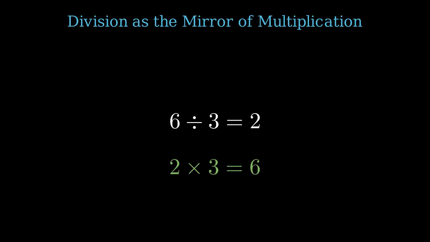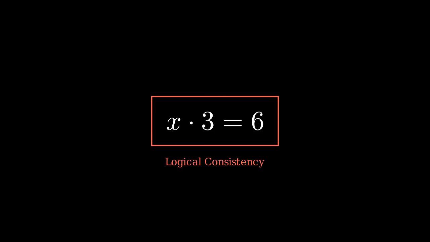Every division problem is essentially a missing value multiplication problem. We are asking, what number times the divisor gives us our starting total? If this relationship ever fails to produce a single clear answer, the entire logical structure of our number system begins to crumble. Now let's try to apply this logic to the number 0.